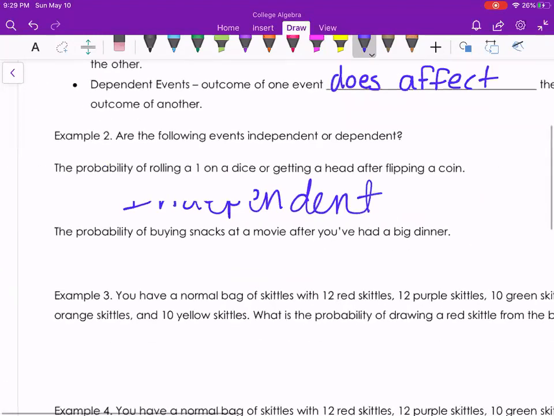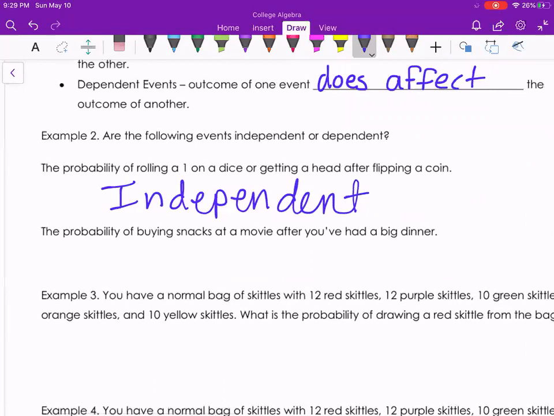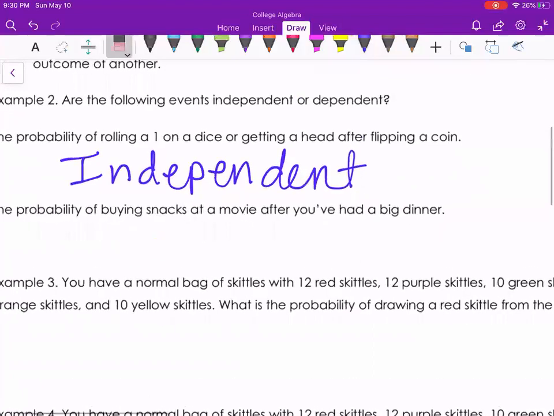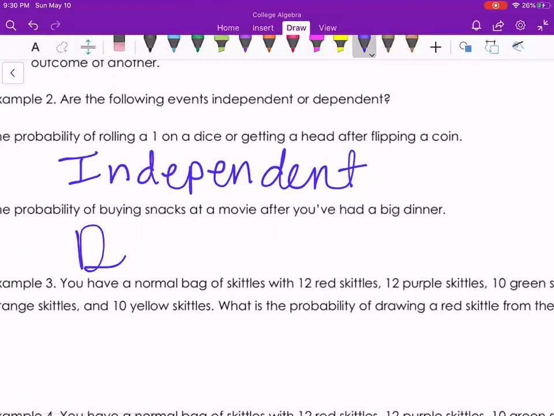Now, the second event, the probability or the chances of buying snacks at a movie after you've had a big dinner. Some people like to go to dinner first and then go to the movie so that way they don't spend as much at the movies. I'm one of those people. So the probability of me getting snacks at the movie theater really does depend on how much I had for dinner. So this is an example of a dependent event.